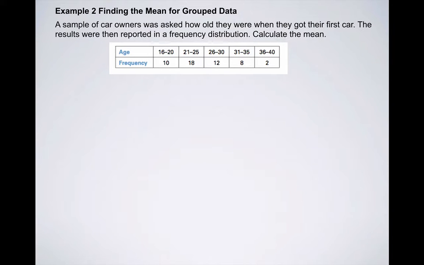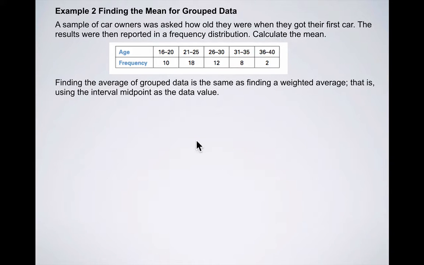Now, more importantly, we looked at group data previously when we were working with Excel. So if we're given group data in a situation like this, and we want to calculate the mean age. This question is the age of people when they first got their first car. So between 16 and 20, 10 people said that they got their first car. Between 21 and 25, 18 people said they got their first car, and so forth. So now the question is, how do you calculate the mean of this data?